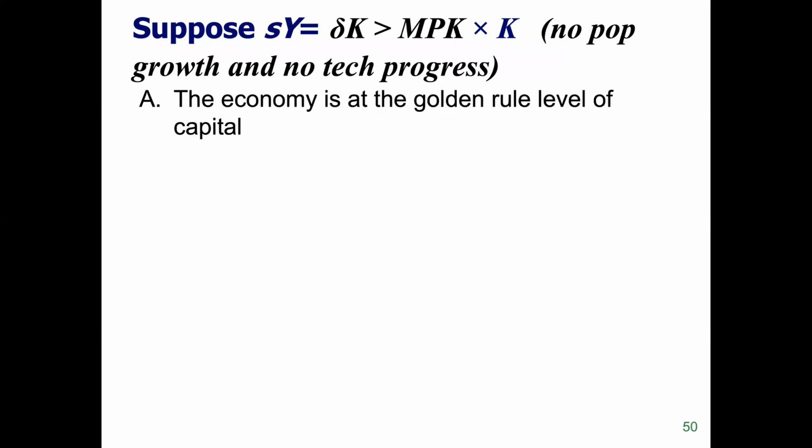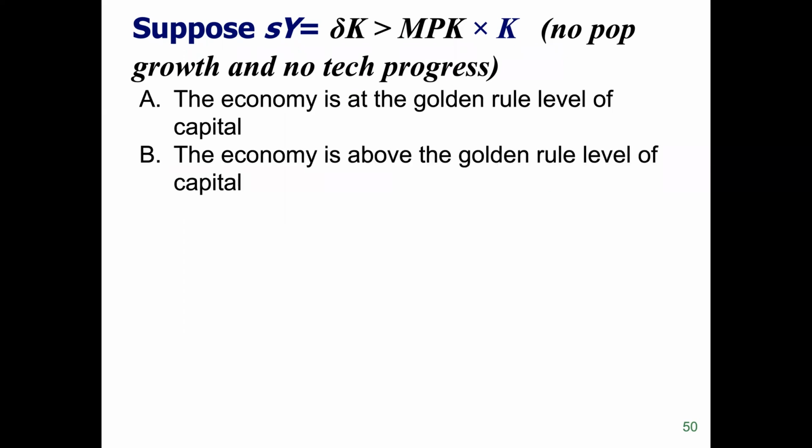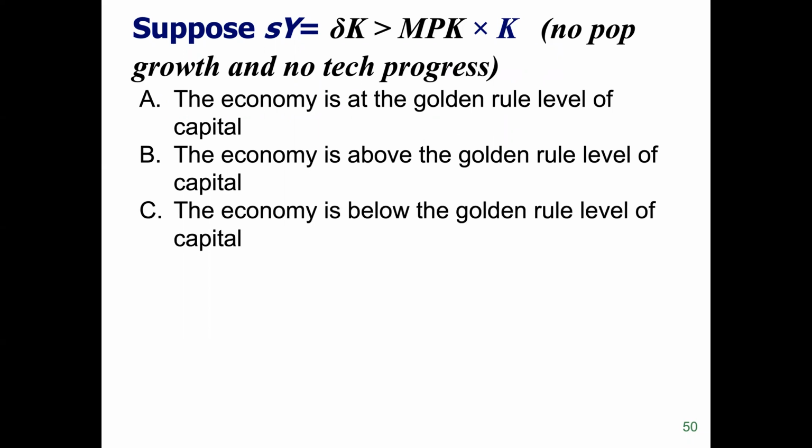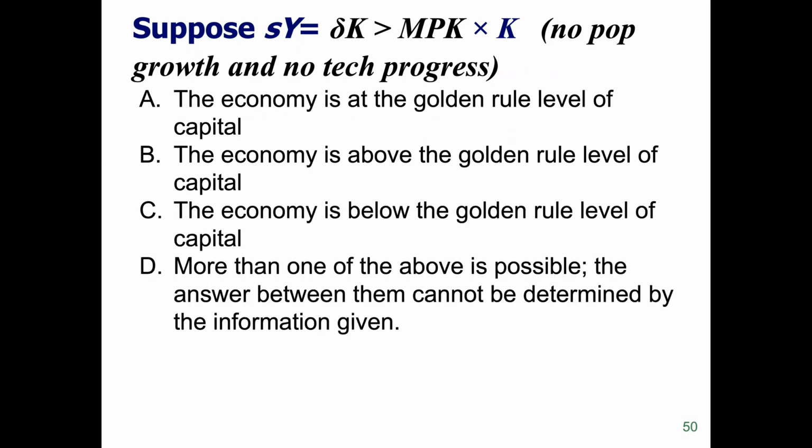Here's our clicker question. The economy is at the golden rule level of capital, is A. B, the economy is above the golden rule level of capital. C, the economy is below the golden rule level of capital. D, more than one of the above is possible. Stop the video and answer the question.